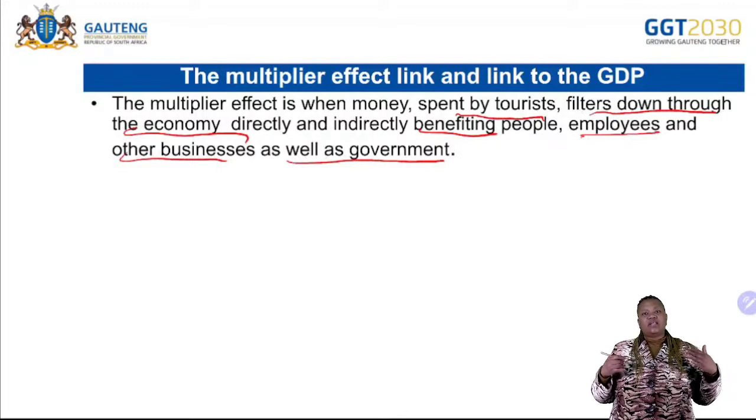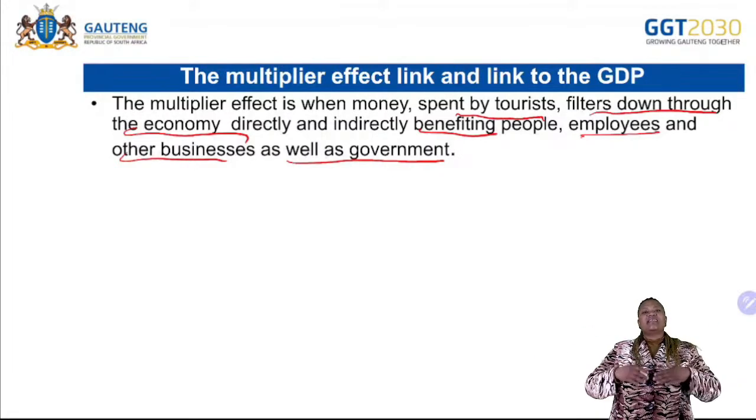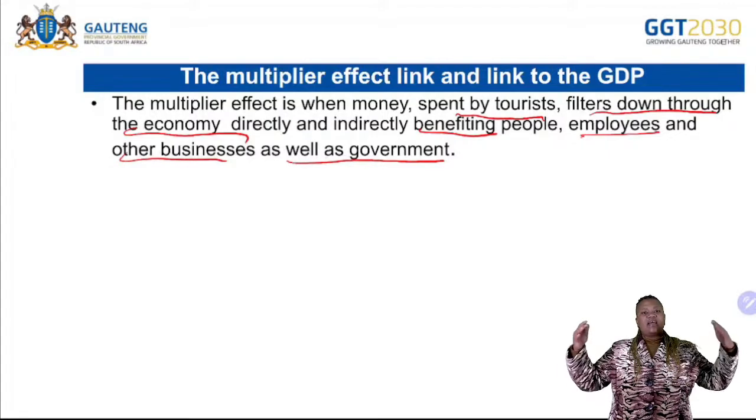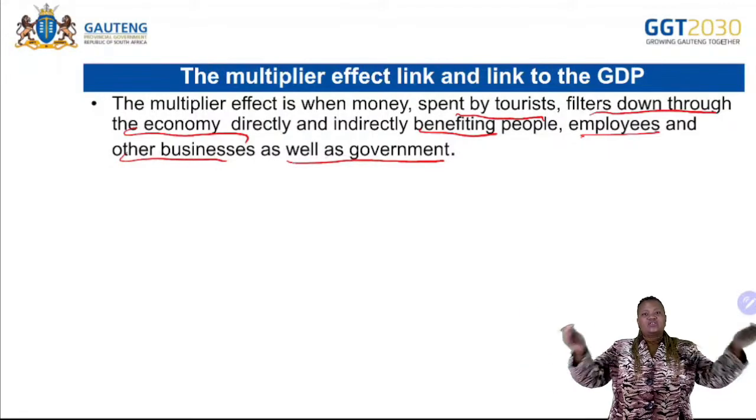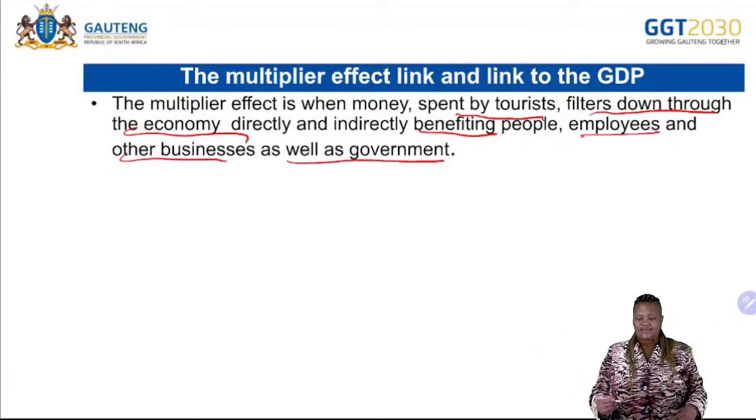So if you look at my body language, when I describe the multiplier effect, I always make use of my hands. The multiplier effect is how the money spent benefits different people in the economy, businesses, directly and indirectly. So this money starts out small in one hand, but it's able to expand and improve other people's lives and businesses and also government in various ways.